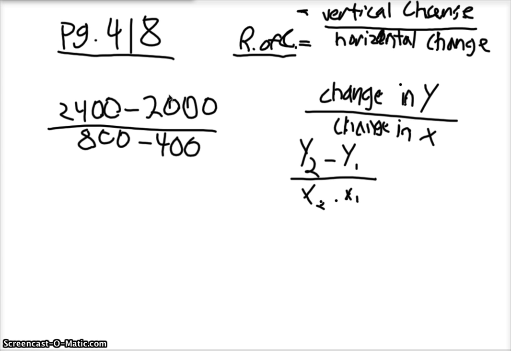Okay, and I can already tell that we're looking at 400 over 400, which equals 1. So our rate of change would be 1 foot. So whenever you go up 1 foot, you're also going to the right 1 foot, or horizontally. Okay, let's look at another problem. Looking at the bottom of the page, it says airplanes.